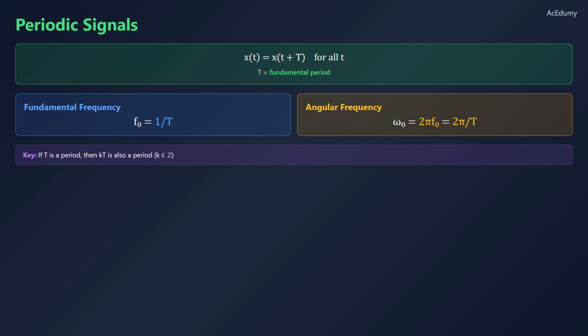A periodic signal repeats itself at regular intervals. Formally, x of t equals x of t plus T for all t, where T is the fundamental period. The fundamental frequency is f equals 1 over T, and the angular frequency is omega equals 2 pi f. If a signal has period T, it also has period kT for any integer k. The smallest positive T is the fundamental period.